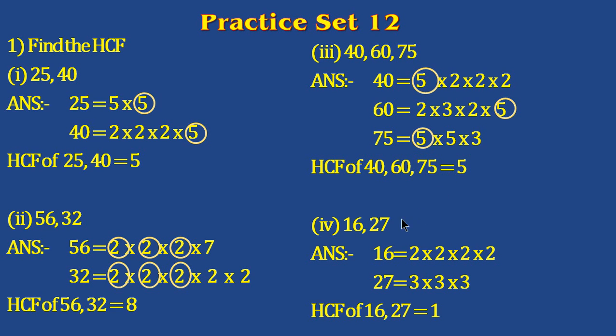Another example, 16 and 27. 16 can be written as 2 into 2 into 2 into 2 and 27 as 3 into 3 into 3. Now between 16 and 27 none of the factors are common. The only thing you have common is 1. So I had told you, when 1 is common, which type of numbers are they? They are co-prime numbers. So the HCF of 16 and 27 is 1.